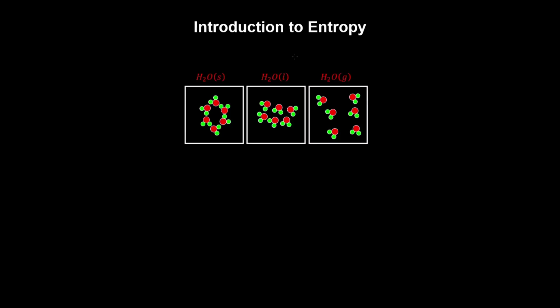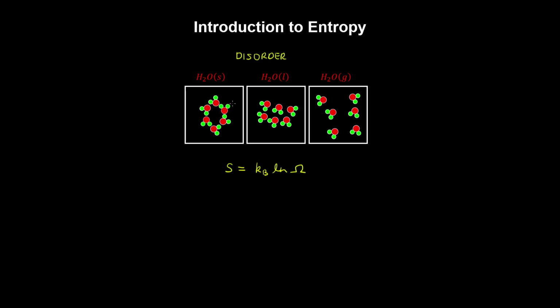Entropy is a measure of randomness or disorder of a system. And we can write entropy using the statistical mechanics definition as the Boltzmann constant multiplied by the natural log of the number of microstates that the system can occupy.